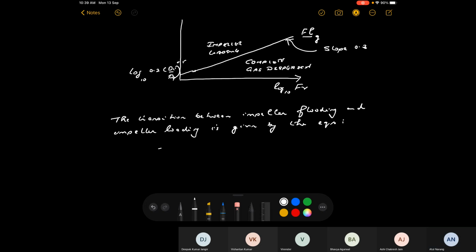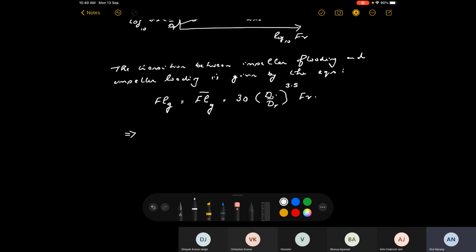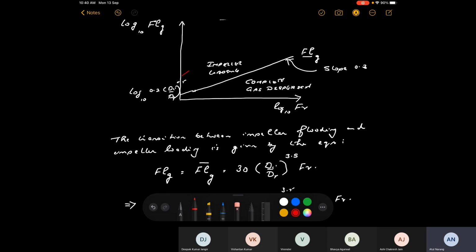It's basically FL of G equals FL, I put over bar for upper boundary, and that is equal to 30 times di over dt to the power 3.5 multiplied by the Froude number, which implies in the log scale, I will not put the base 10, just assume that that is the case, FL over bar of G equals log of 30 times di over dt to the power 3.5 plus log of Froude number.